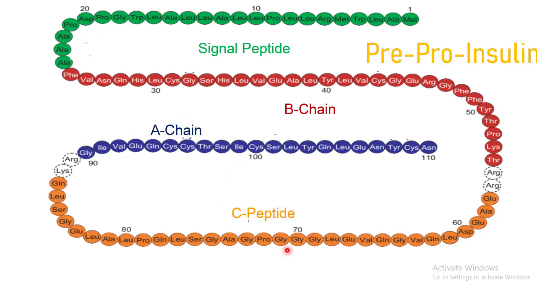So in the mature form, you are not going to see the signal peptide and the C peptide, and the A and the B chain are going to be seen in the mature form. So when the signal peptide, the B chain, the A chain, and the C peptide, all of them are present, this particular insulin is known as the preproinsulin. So why are the signal peptide and the C peptide present? Let us have a look at the function of the signal peptide and the C peptide.